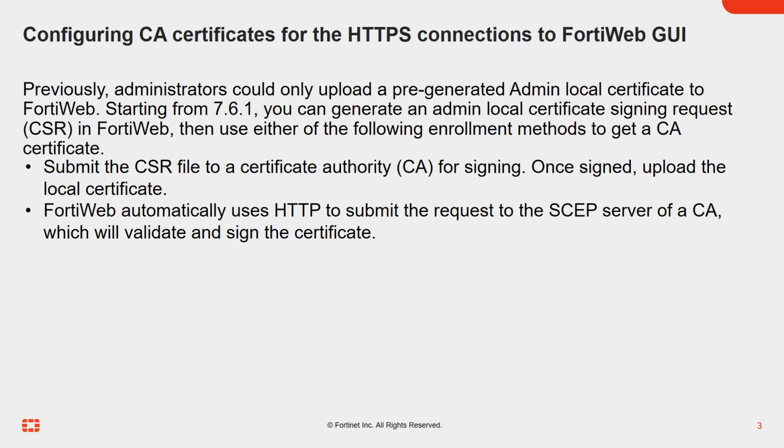Here are some important points to keep in mind when configuring Certificate Authority certificates, or CA certificates, for HTTPS connections to the FortiWeb GUI. Starting with FortiWeb version 7.6.1, you can now generate an admin local CSR, which stands for Certificate Signing Request, directly in FortiWeb. Once the CSR is created, you have two options to obtain a CA signed certificate. You can submit the CSR file to a CA for signing, then upload the signed certificate back to FortiWeb. Or you can use FortiWeb to automatically submit the CSR to an SCEP server via HTTP. The CA will validate and sign the certificate for you.